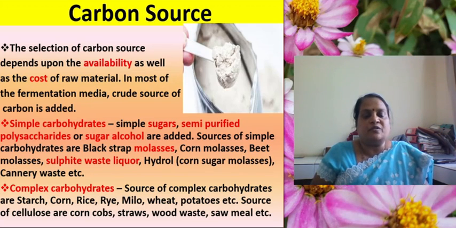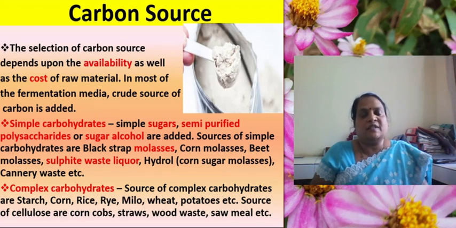Which different carbon sources are there? Simple carbohydrates and complex carbohydrates. Simple carbohydrates like sugars, semi-purified polysaccharides or sugar alcohols are added. Sources of simple carbohydrates are blackstrap molasses, corn molasses, wheat molasses, sulfite waste liquor, hydrol, corn sugar molasses, cannery waste, etc. Sources of complex carbohydrates are starch, corn, rice, rye, millet, wheat, potatoes, etc. Sources of cellulose are corn cobs, straws, wood waste, sawmill dust, etc.